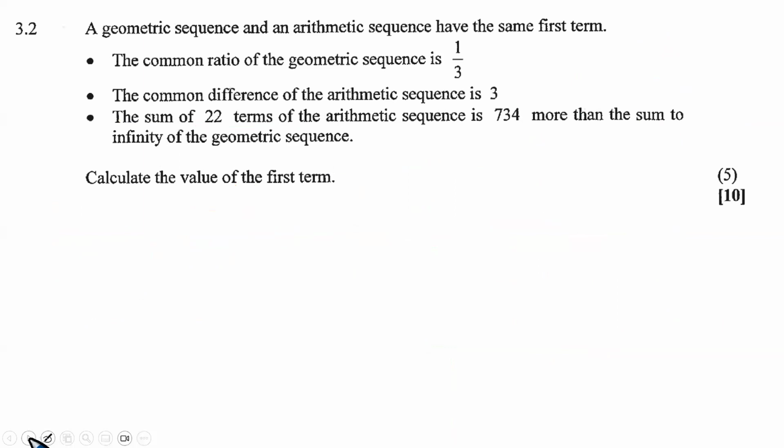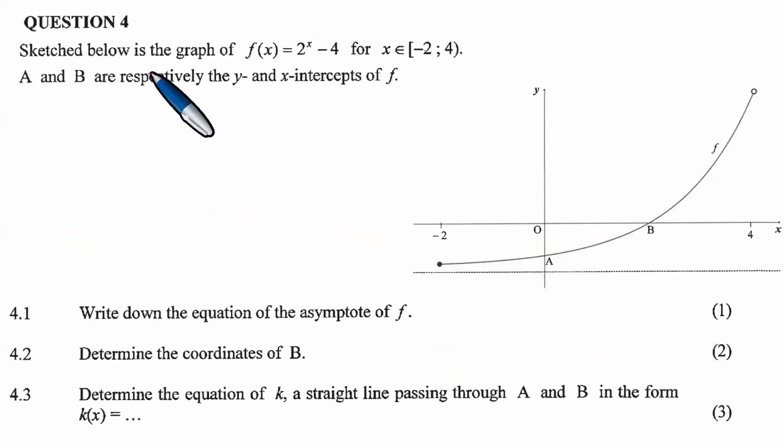Right. Sketched below is the graph of the exponential function. A and B are respectively the y and x-intercepts of f. Write down the equation of the asymptote of f. The asymptote sits over here, and we can see that the asymptote is y equals minus 4.